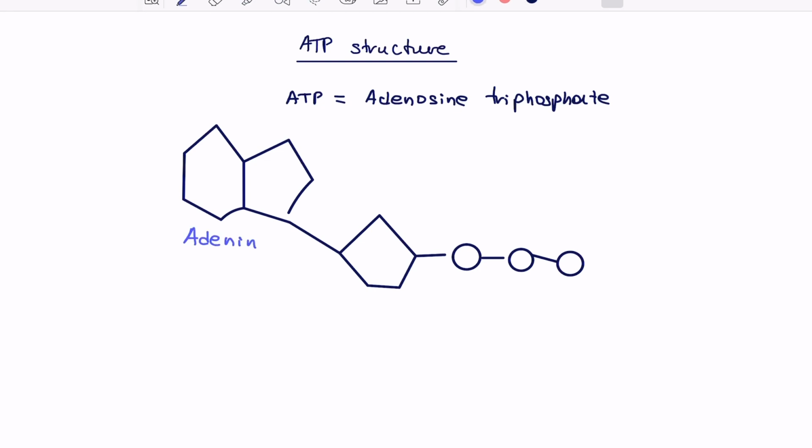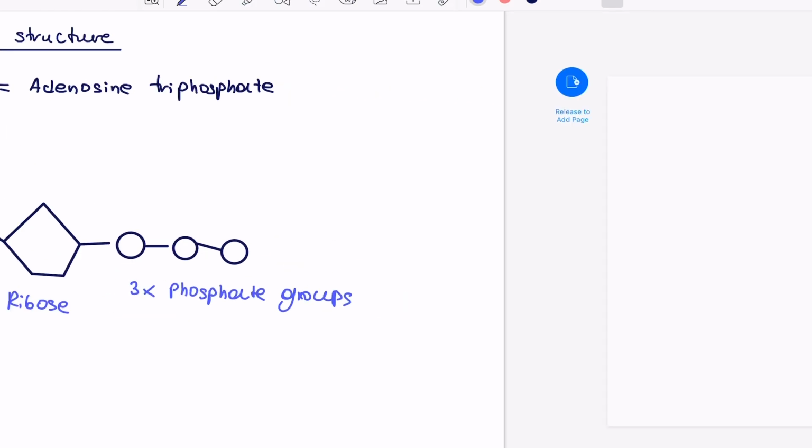So on the left-hand side, hexagon plus pentagon, that's adenine. Then it's followed by ribose and followed by three phosphate groups like this. And that's it, guys. So if you're able to recognize this in the exam, that's a great job.